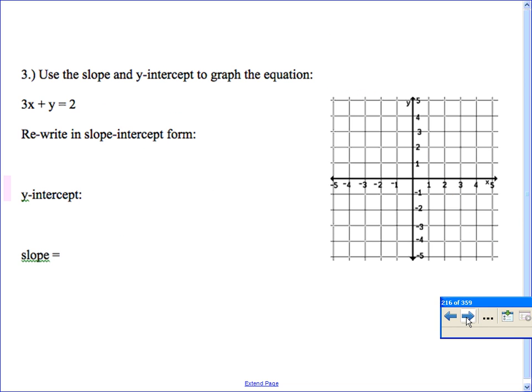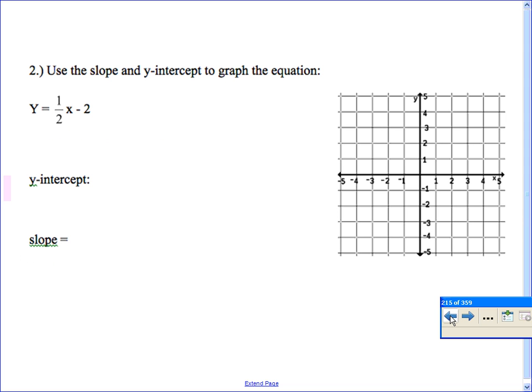Number 2. Y equals 1/2 x minus 2. I want you to write on your paper the y-intercept as an ordered pair. And I also want you to write down the slope and draw the arrows of the way you think it goes. And then don't graph yet unless you're really confident.